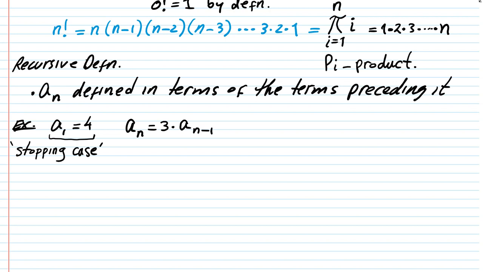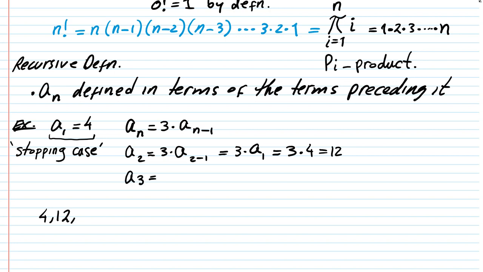Now let's see how this works. Suppose I want to find the second term. The second term is 3 times a sub 2 minus 1, which is a sub 1, the previous term. Well, the first term is 4, right? That's my initial value. So that's going to be 12. I'm going to write the sequence here. So the sequence goes 4, next one is 12. And let's see, what is a sub 3 going to look like? The third term is 3 times the one before, which is 12. That's 36.